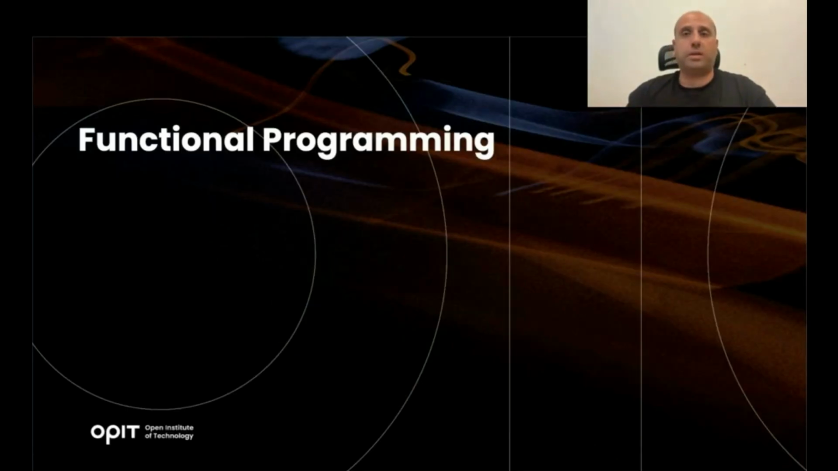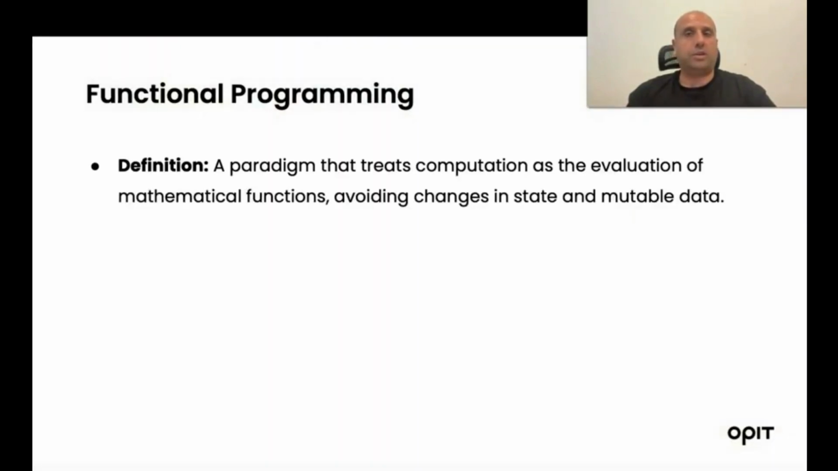The functional programming. Again, we will look at the definition. We'll go through advantages as well, and some real examples. So by definition, it is a paradigm that treats computation as the evaluation of mathematical functions, and we consider it as functional programming. With this, we avoid changes in state and mutable data.